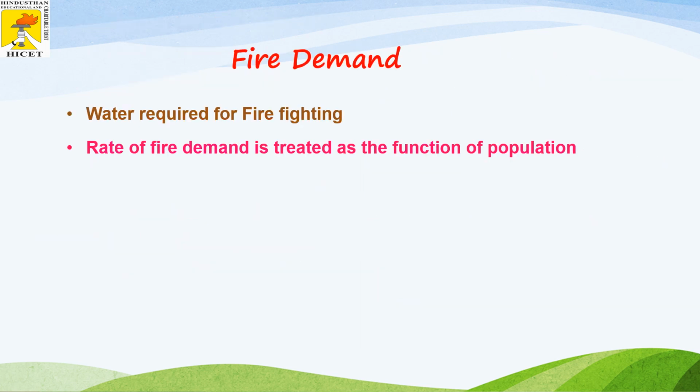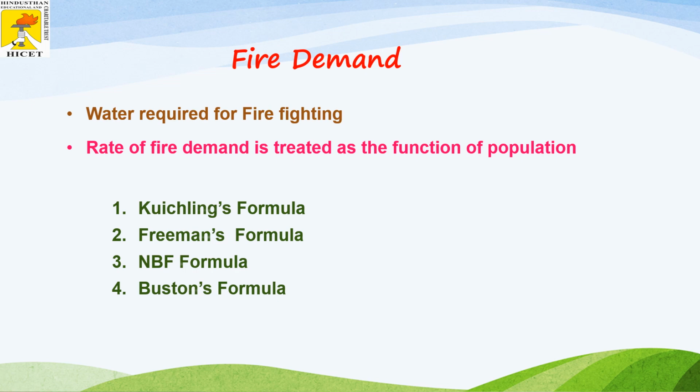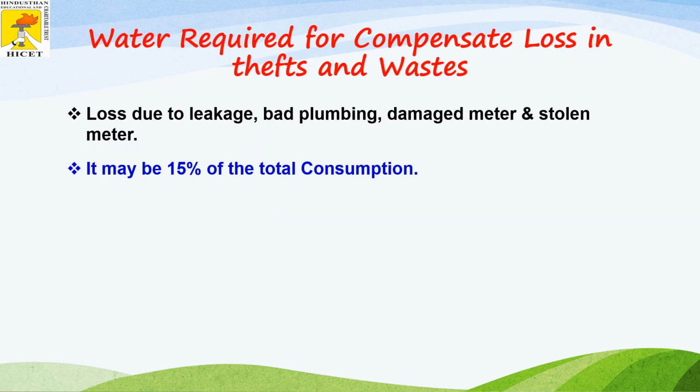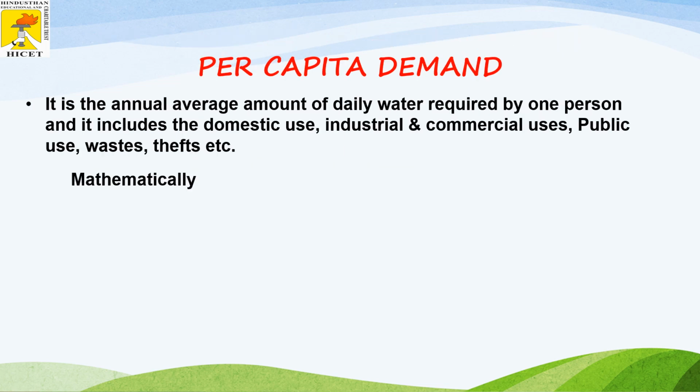Per person per day. In fire demand, water required for firefighting, the rate of fire demand is treated as a function of population. These are the fire demand calculating formulas: Kuichling's formula, Freeman's formula, National Board of Fire Underwriters formula, Buston's formula. Then water required to compensate loss in theft and waste: losses due to leakage, bad plumbing, damaged meter and stolen meter. It may be 15% of the total consumption.